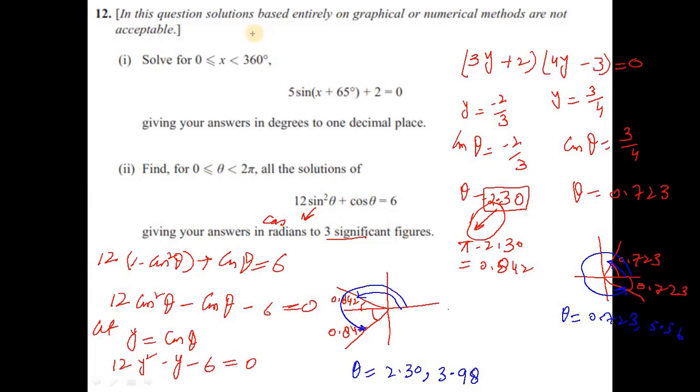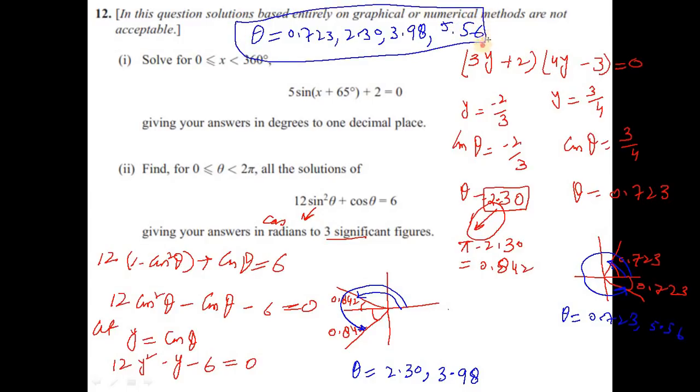So overall, all the solutions for this equation: theta is equal to 0.723, 2.30, 3.98, and 5.56. These four are my solutions.